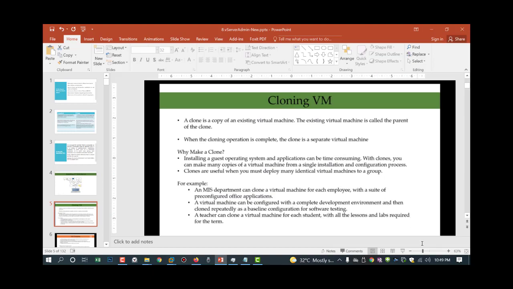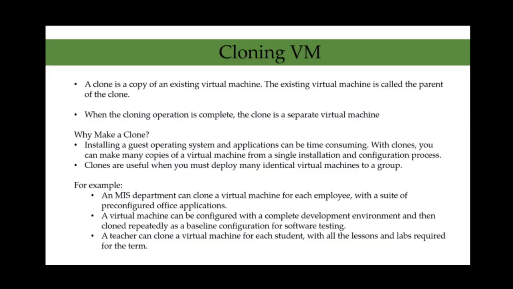Clone VM. Why do we make a clone? A clone is a copy of an existing virtual machine. The existing virtual machine is called the parent of the clone. So basically, what does a clone do? A clone makes an exact copy of our virtual machine, and the original virtual machine is called the parent. When the cloning operation is complete, the clone is a separate virtual machine. This is a very important point. Now after cloning, we have two virtual machines. One is the parent and one is the child.